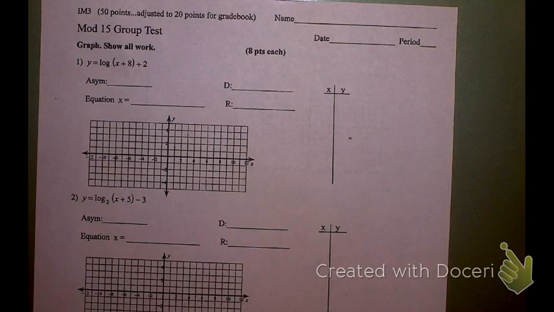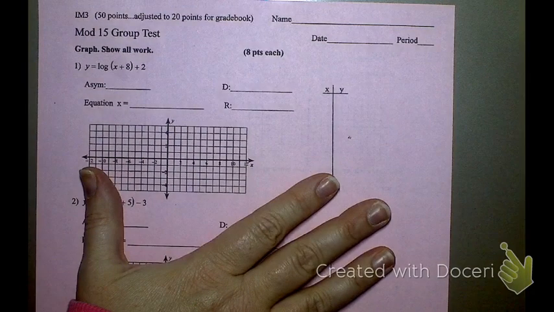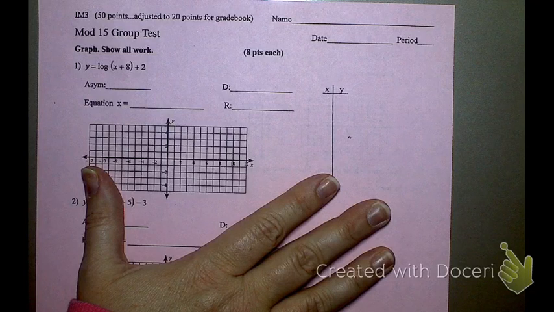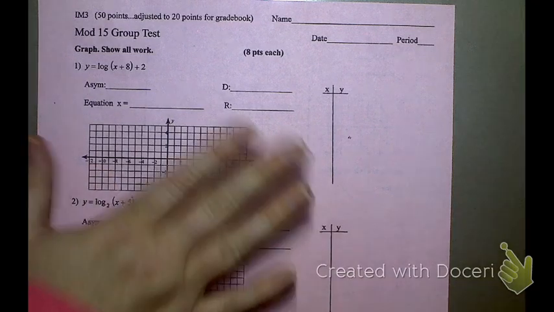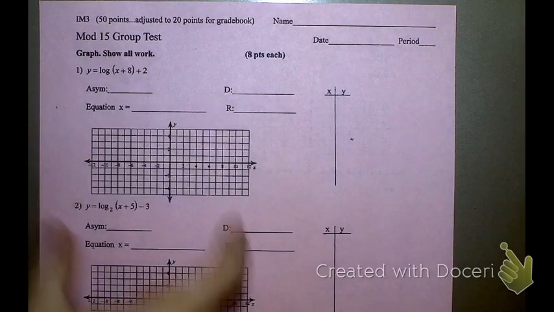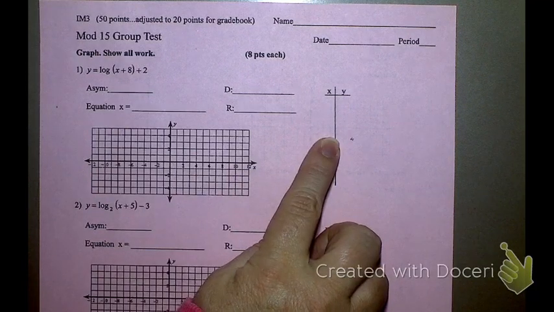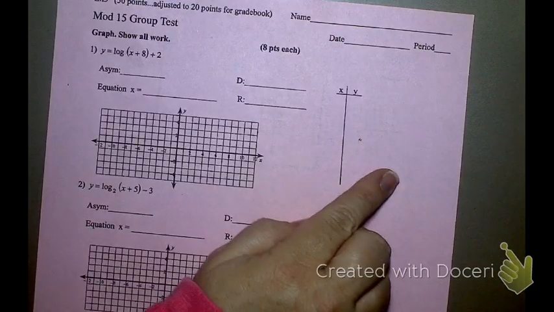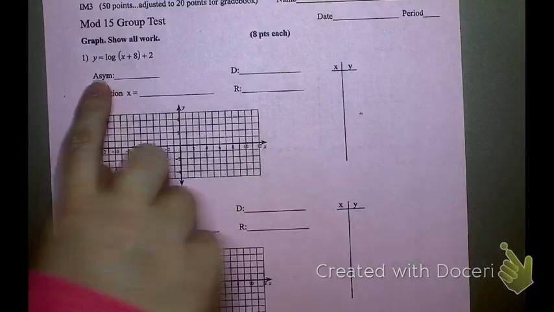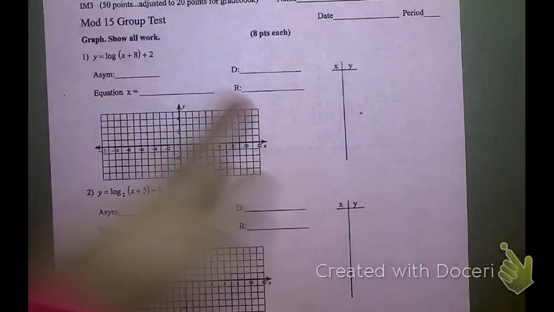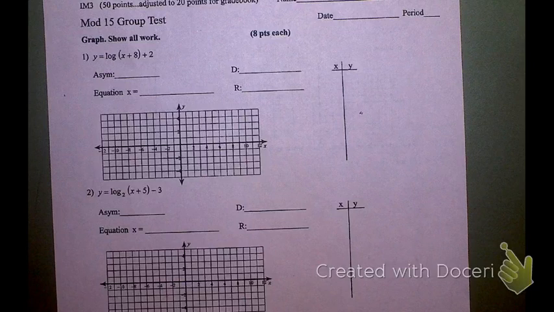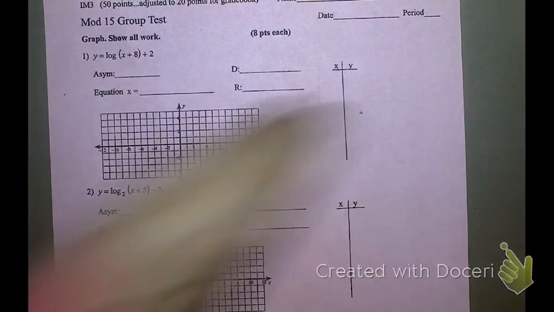Now, I obviously can't do that for a graph because I do need to see certain components of a graph to be able to give you credit for it, right? So on your paper for these first 4 questions, you will have a graph. You will have an XY chart, and I will expect to see some work that I'll show you in a minute, but your asymptote, domain, equation, and range will all be put in on the computer. Does that make sense? And then you'll just do the actual graphing part on here.